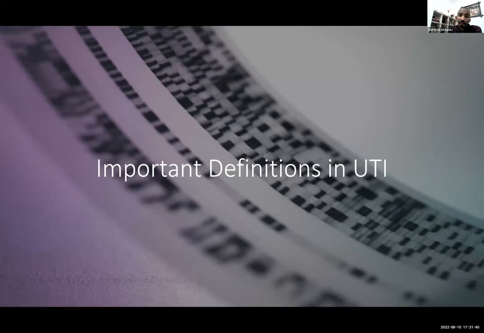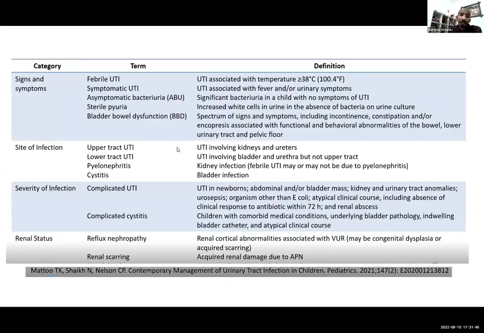Important definition in UTI. We need to look at this. We can talk about UTI according to the signs and symptoms. We can talk about UTI depending on the site of infection. We can talk about UTI according to the severity of infection, and we can talk about UTI according to the renal status. So if we look here, you can look at signs and symptoms.